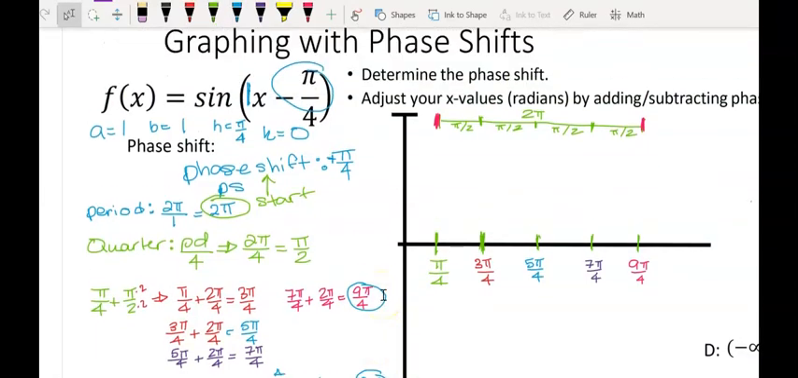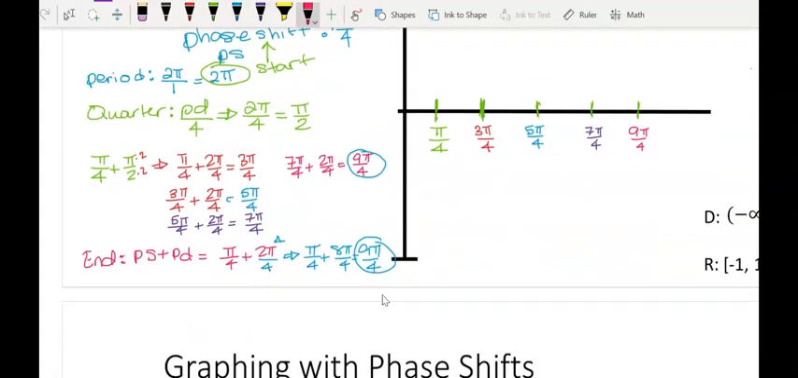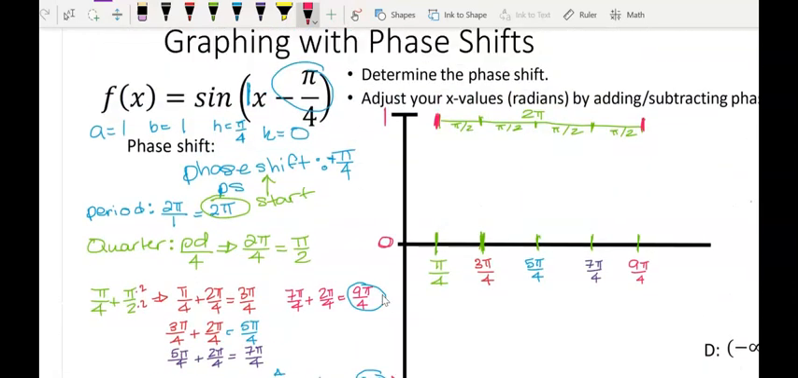Now we have to label our y-axis. So the graph itself, we did not change our amplitude at all. So my amplitude still goes up to 1, and my minimum point is still -1. So this one down here would be -1. And then our midline is still 0 because we didn't have a vertical shift. So since we didn't shift up or down at all, we are just going to sit here and we're going to start here. So remember, sine goes up, down, up.